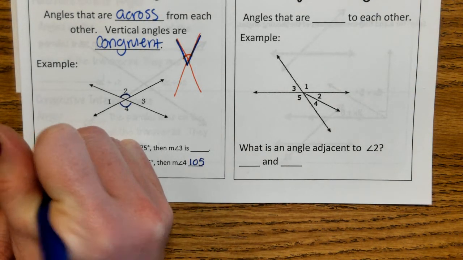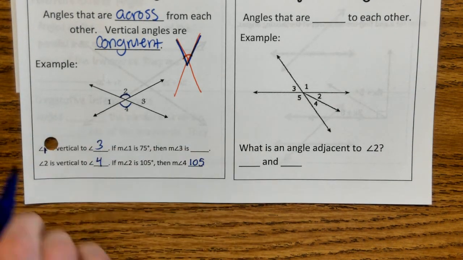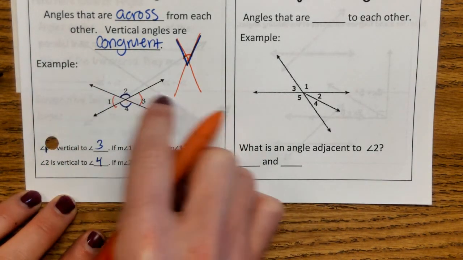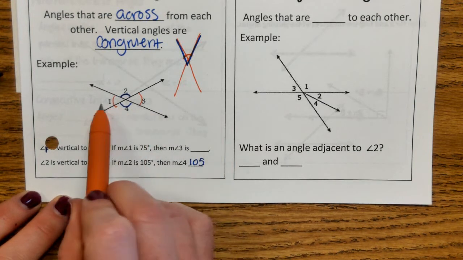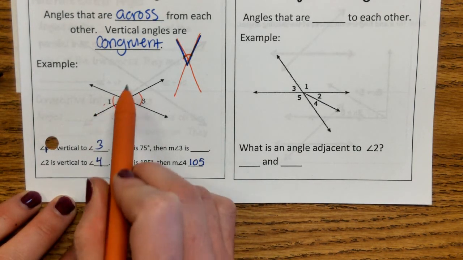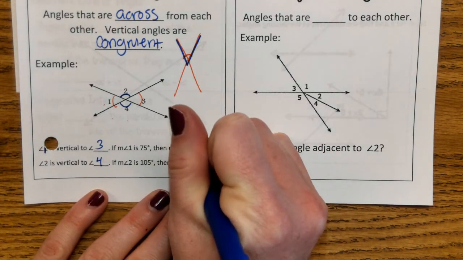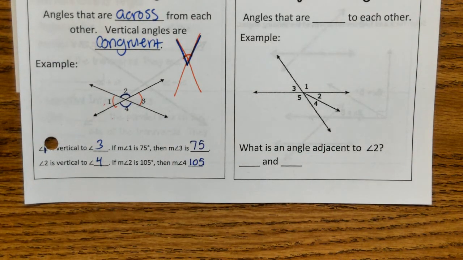This one is a 1. 1 and 3 are vertical. They're across from each other. 2 intersecting lines make 4 angles. 1 and 3 are across from each other. They're vertical. 2 and 4 are across from each other. They're vertical. If 1 is 75, 3 is also 75.